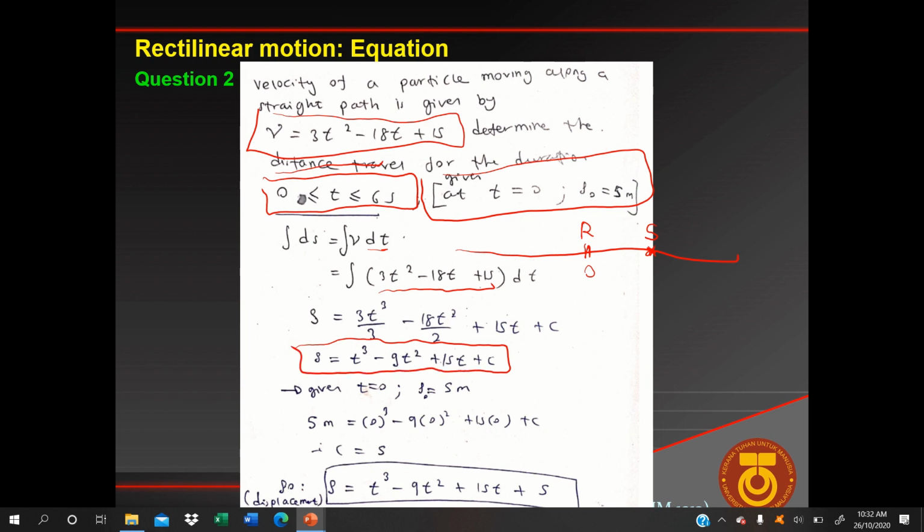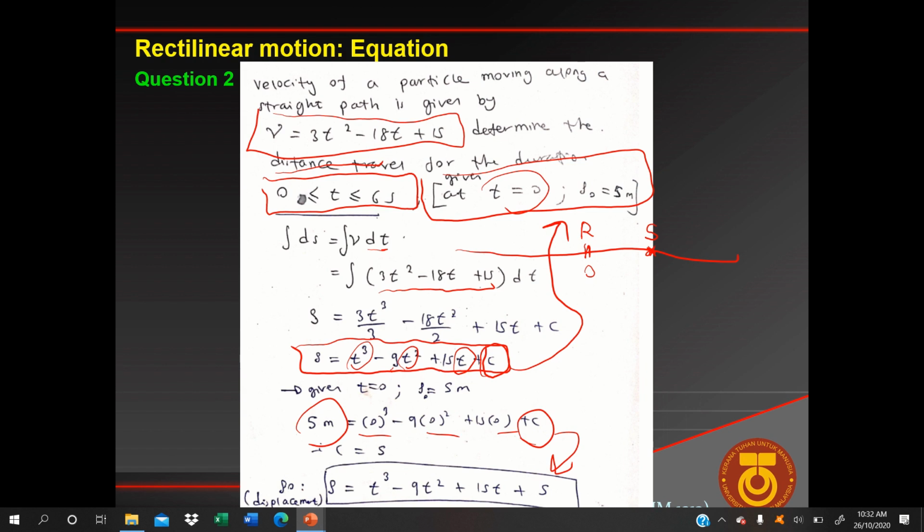Okay, s equals t cubed minus 9t squared plus 15t plus c. You don't know the value of c, so you have to find what c is. That is why the initial condition is given: at t equals 0, s equals 5 meters. So you put t equals 0 in this equation, and all the t terms become 0, and you get c equals 5 meters. Put that back here, and you have the equation for displacement.